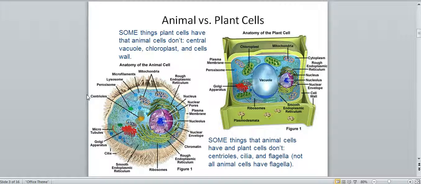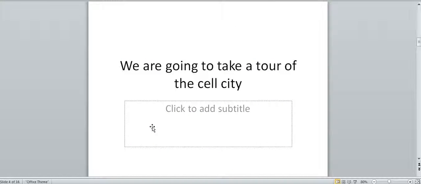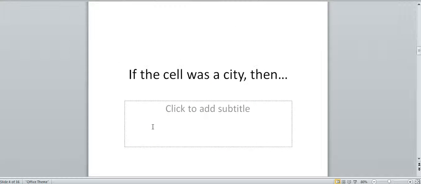So animal and plant cells are also complex just like a city. If you look here at an animal cell, and over here at the plant cell, they may look very different from each other, but they do have very similar organelles, similar structures inside. So if you take those parts of the cell and those things that make the cell run, you can actually compare them to things that make a city run. So here we go. We're going to take a tour of the cell city.